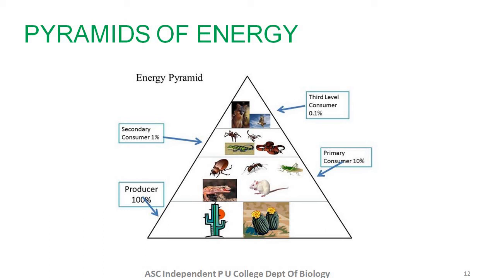And as we move ahead, again we see only 10% of the energy being seen in the third level consumer. So as we move higher up the trophic levels, the energy keeps on decreasing. Hence, pyramids of energy are always upright or erect.